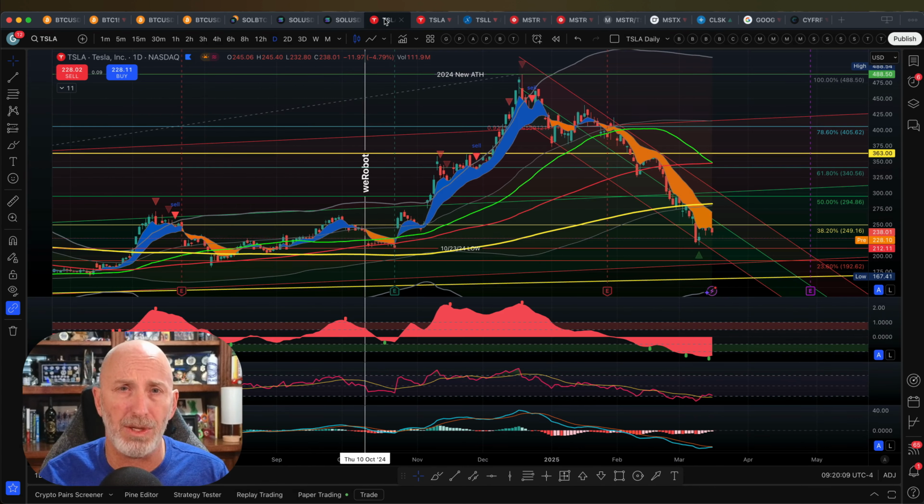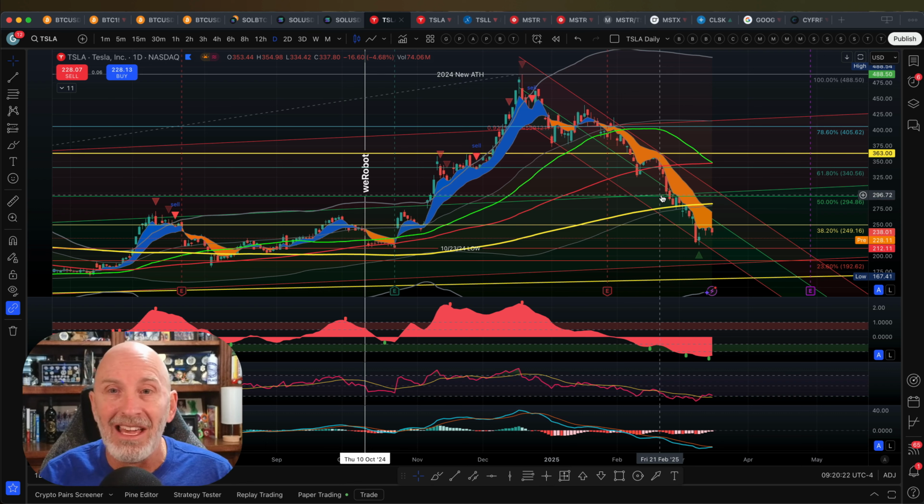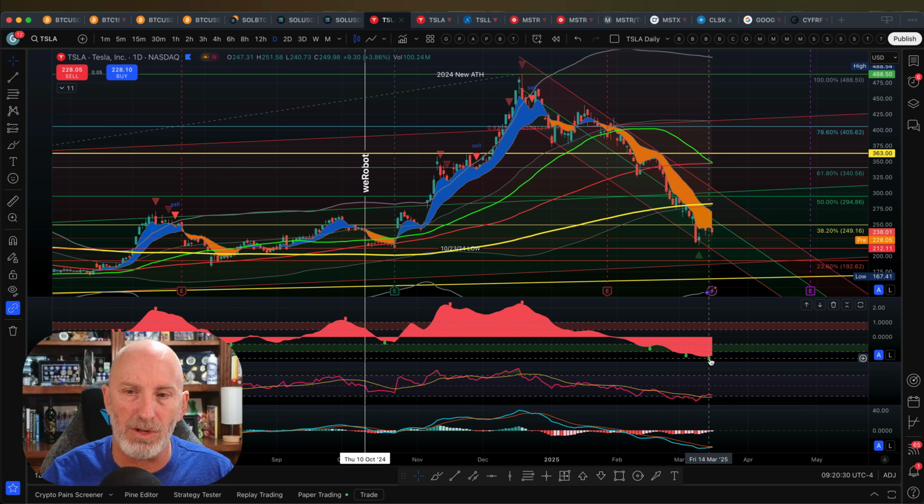If we go over to the Tesla daily chart, honestly looks atrocious. There's no hiding it any other way. You'll note that the trend is significantly down, although we are printing a giant green mean reversion dot, well over 2 standard deviations.